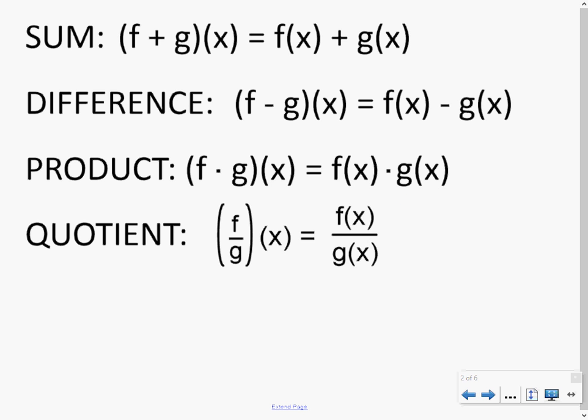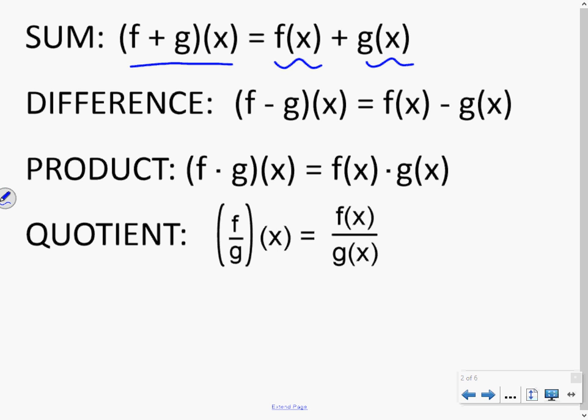So I want you to pause the video. I want you to write these down. They're not as scary as they look. So just a quick rundown. If I want to do f plus g of x, that's really just saying, hey, I'm going to take whatever the function f of x is and the function g of x, and I'm going to add them together, which is really going to boil down just to combining like terms.